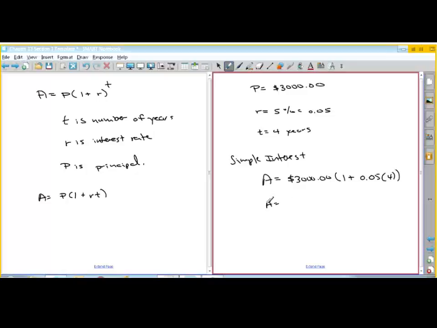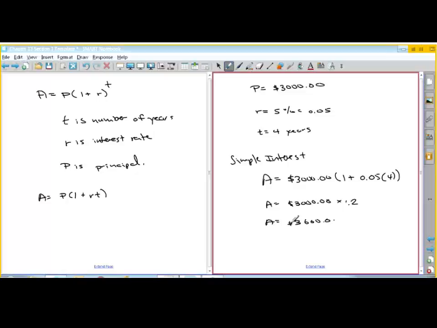And I have to get my calculator. Here's my calculator. So we'd have 1 plus 0.05 times 4, which is 1.2. So we have 3,000 times 1.2. So that is going to be $3,600.